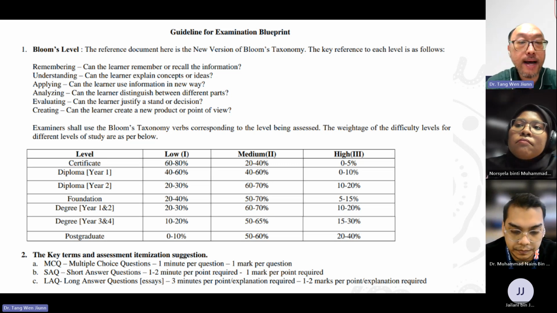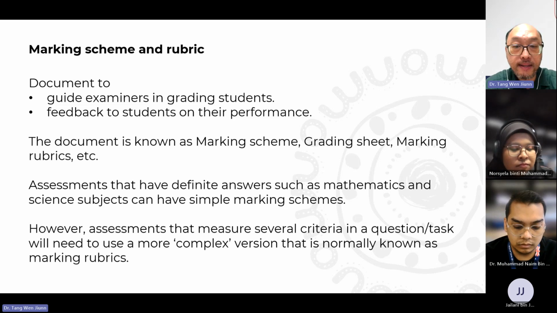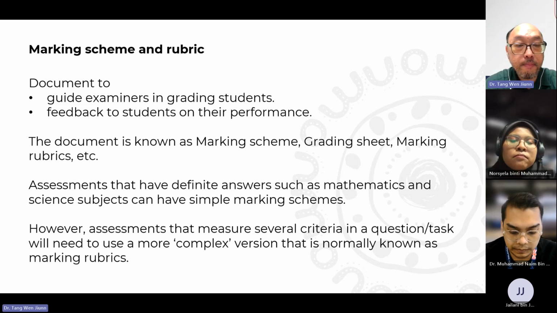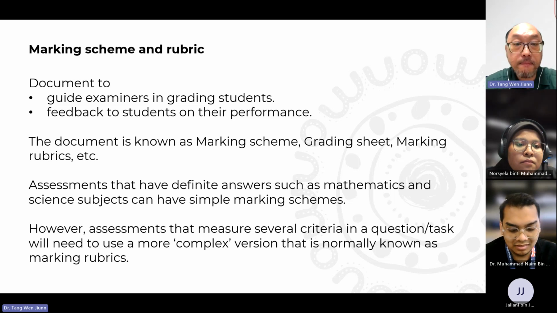Now we look at the marking scheme. So marking scheme and rubric. Basically both marking scheme and rubrics serve as a guide for examiners in grading, and also give feedback to students on their performance. Marking scheme, grading scheme, marking rubrics, they basically serve the same purpose. It's just that the design will be different based on the nature of the questions.